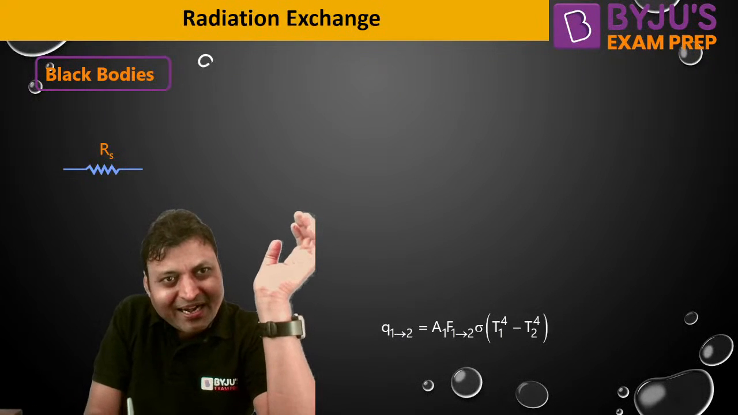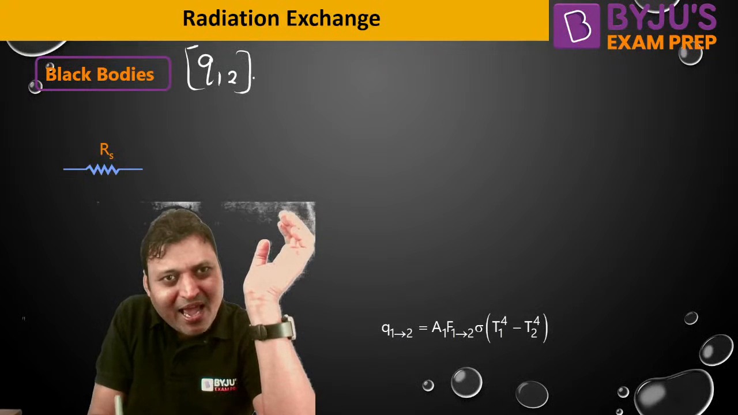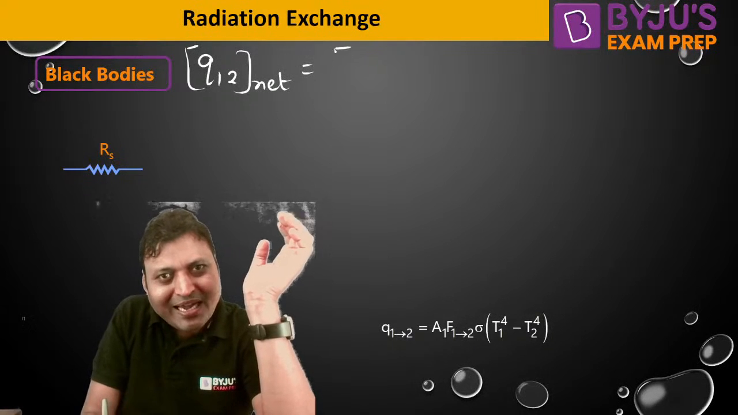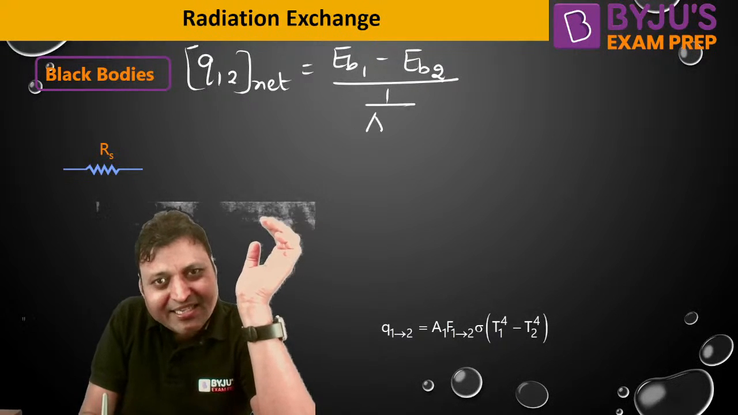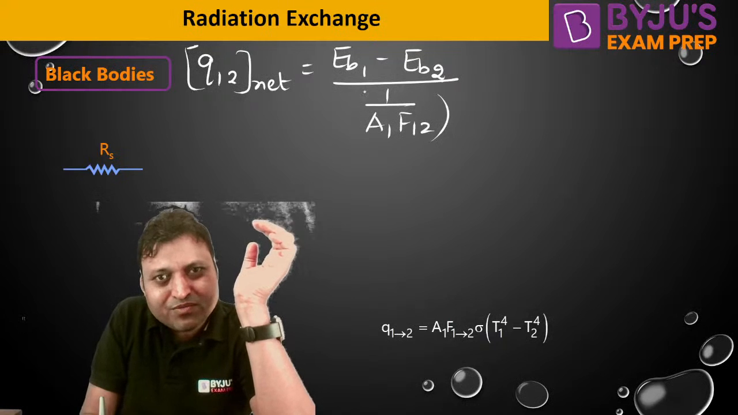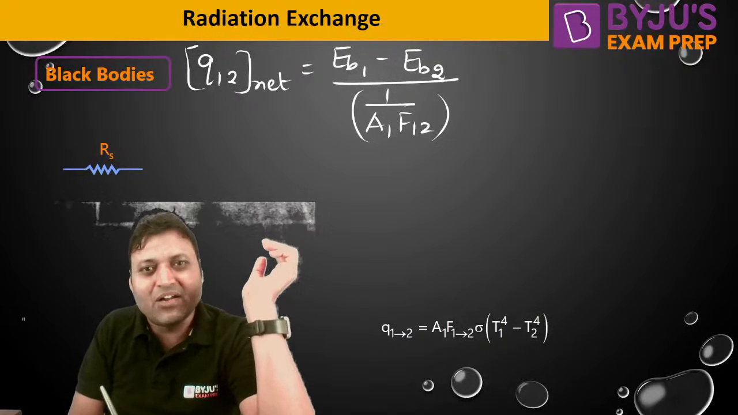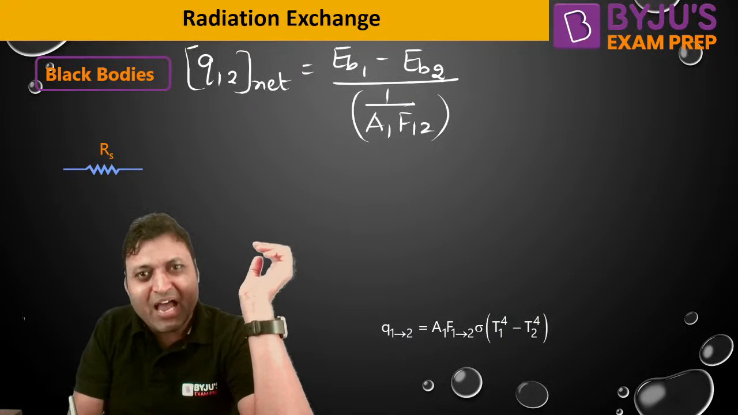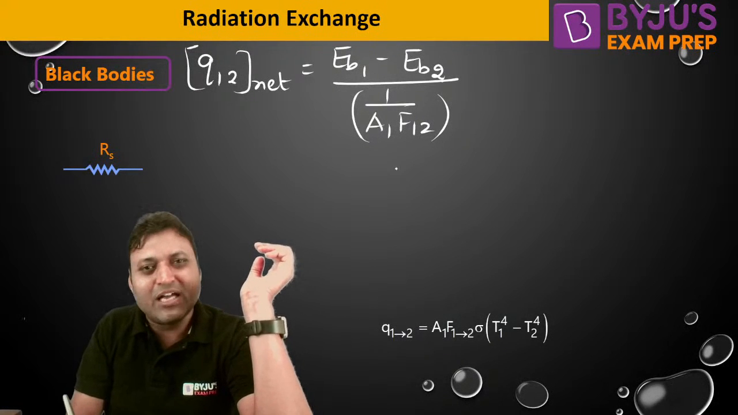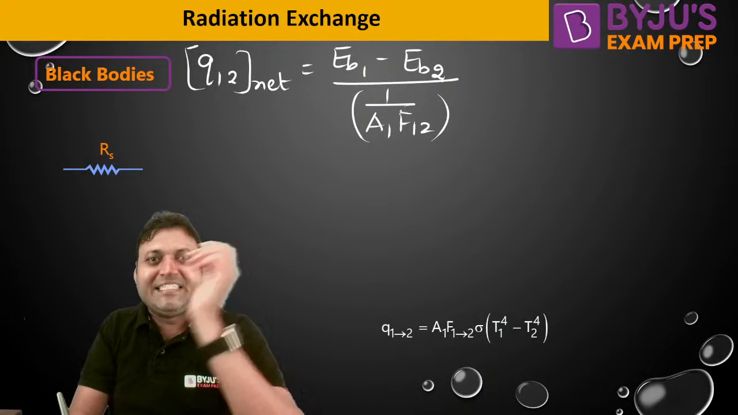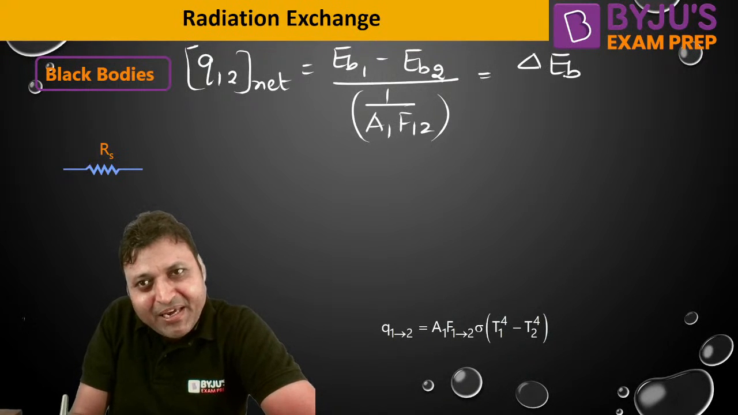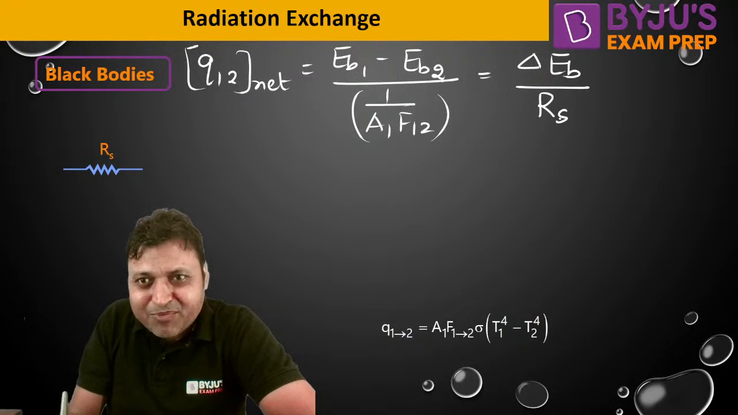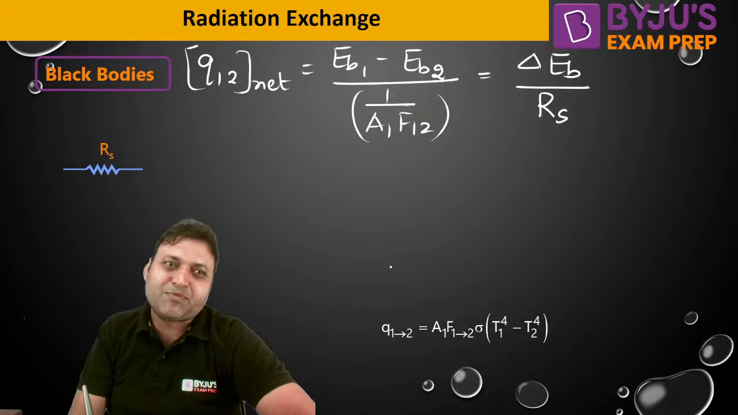Now, we can write Q1 to 2 net as EB1 minus EB2 divided by, can I write it as, 1 upon A1 F1 to 2? Can we do that? Yes, definitely we can do that. Because A1 F1 to 2 is multiplied in the numerator, so we can write it in the denominator as a reciprocal. Or we can write it as delta EB upon, this is called the space resistance between 1 and 2. That is called space resistance.